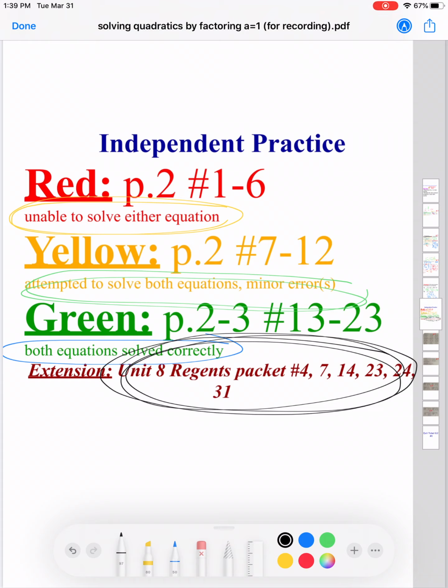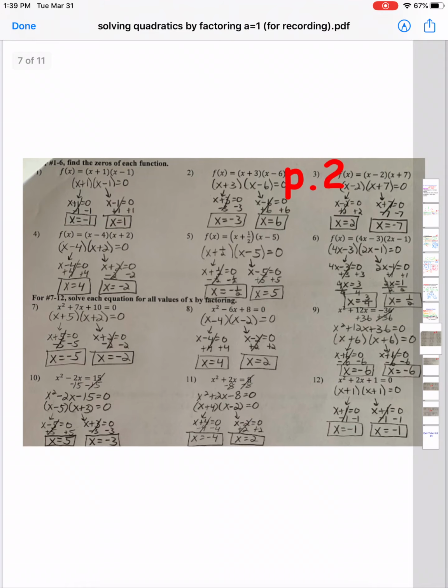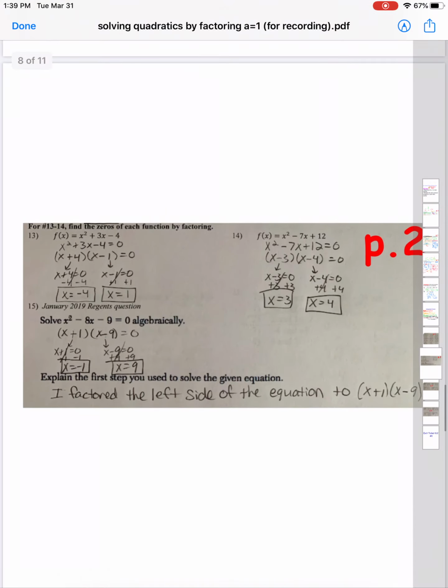Okay, so if you're still watching this video, that means that you have already done your independent practice and you're ready to check your answers. Let's take a look. Here are the answers for numbers 1 through 12 on page 2. Feel free to pause the video to check your work. Okay, here's numbers 13 through 15 at the bottom of page 2. Again, go ahead and pause the video to check your work.